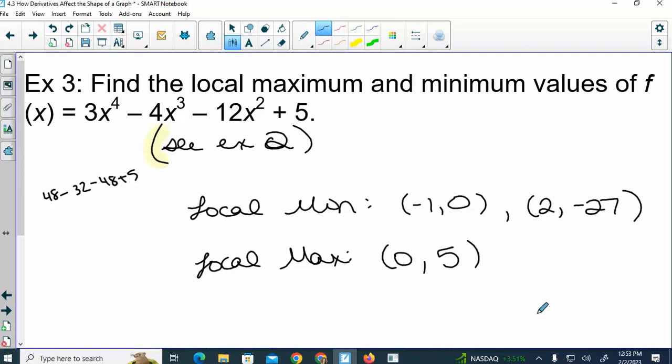I would like for you guys to take a second and try example 4. I want you to find your critical points and see if you can figure out if they are maxes or mins.